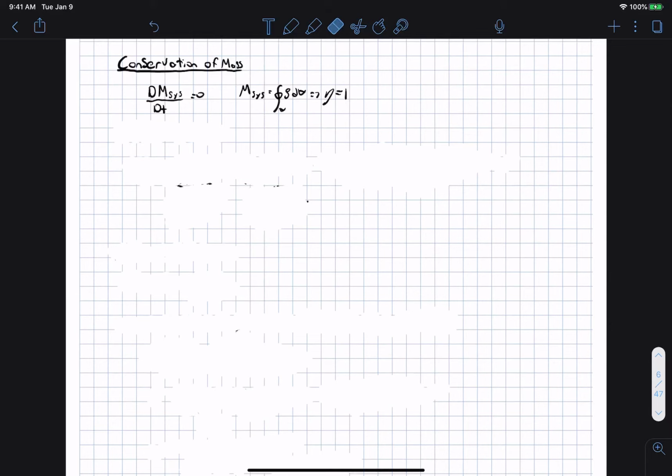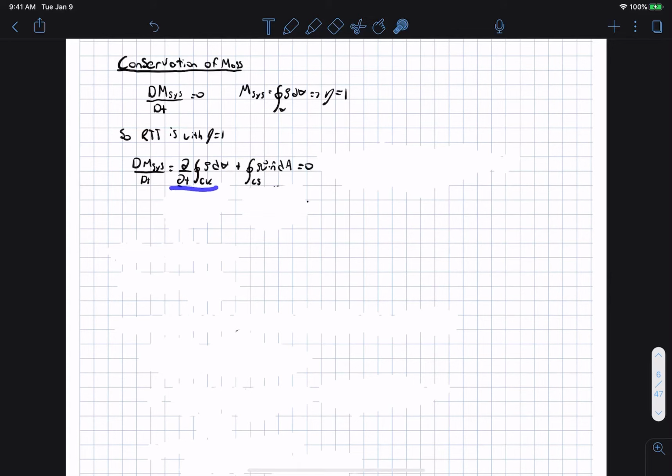And recall that the mass in the system is just the volume integral of rho dV, which is our generic formula with eta equal to 1. So we apply the Reynolds transport theorem with eta equal to 1, and we get that the time rate change of mass in our system is equivalent to the time derivative of mass inside the control volume plus the net amount of mass leaving through the control surface. And that's equal to 0.